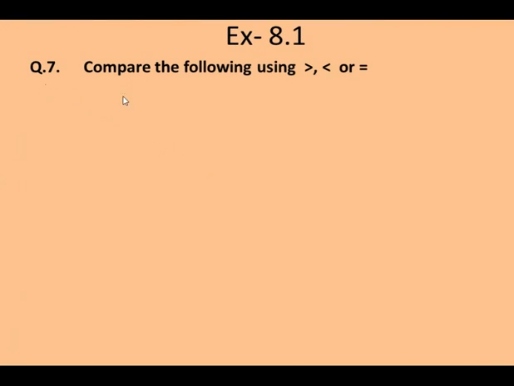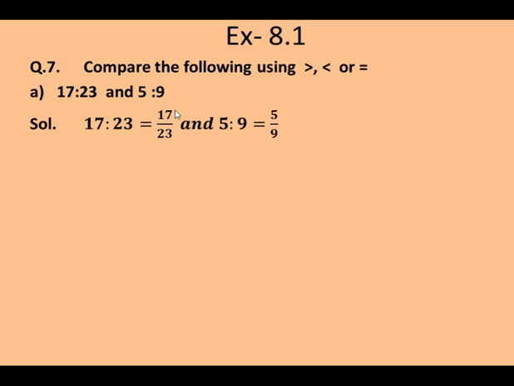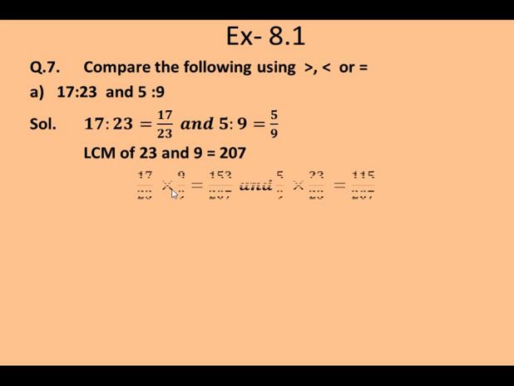Then we are having question number 7. Compare the following using greater than, less than or equal to. So we have been given the ratio 17:23 and 5:9. So what we need to do is, first we convert them into fractions. So 17/23 and 5/9. Now take the LCM of 23 and 9 and now make the denominator same by multiplying accordingly.